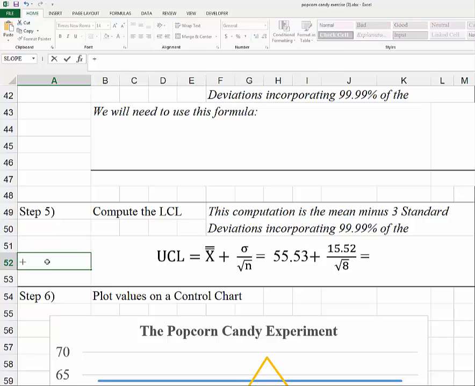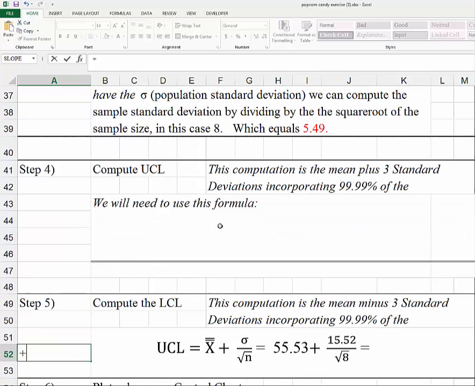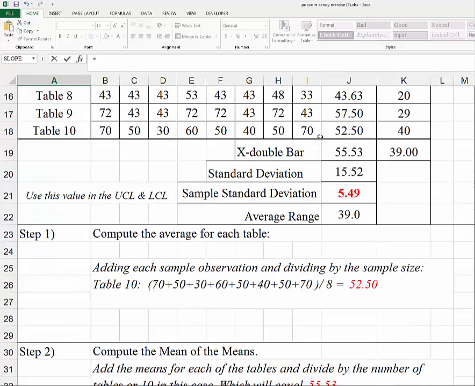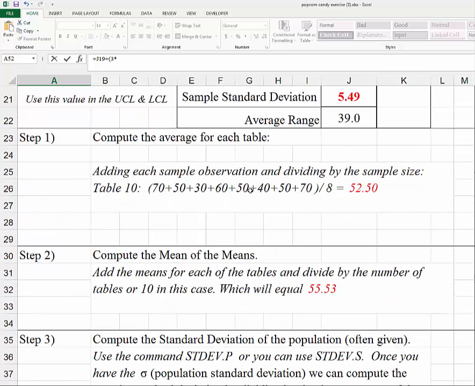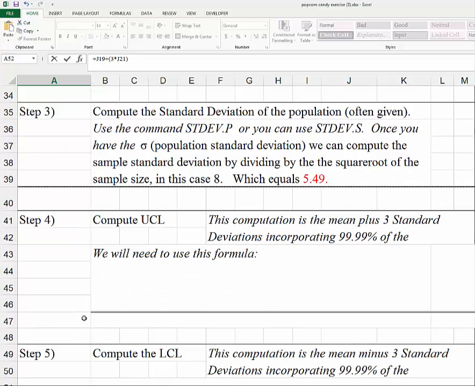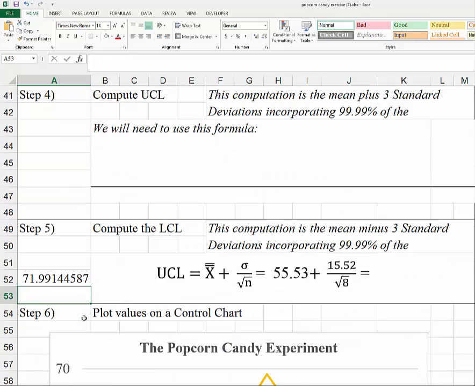So you're going to hit equal sign, or in my case I'm hitting plus, because that also will start out an equation. I can just go right up here and click on X double bar, go back to my equation, plus I need to open up my parentheses, hit 3 multiplied by the sample standard deviation, that 5.49. We close up our parentheses and we ought to be set. Although I didn't round it, so let me just stick that in there.